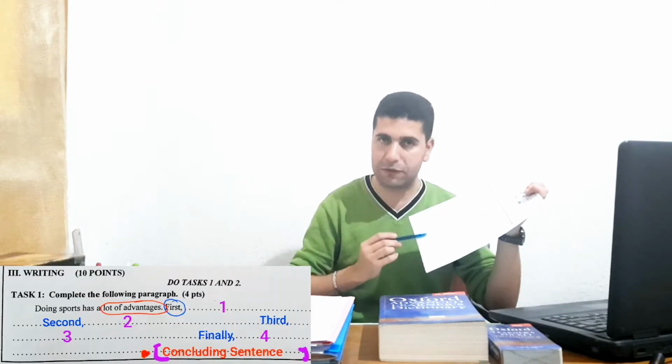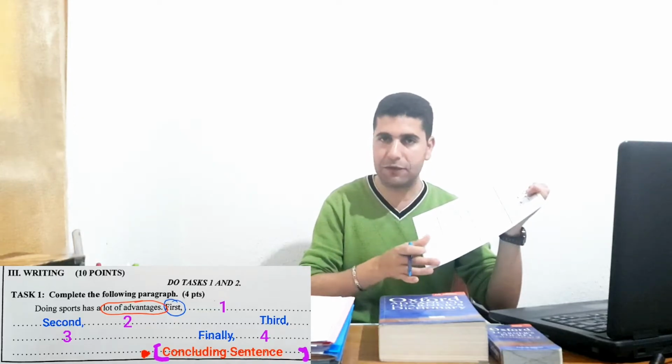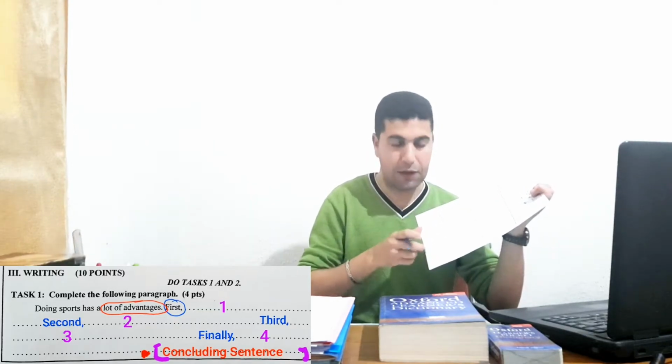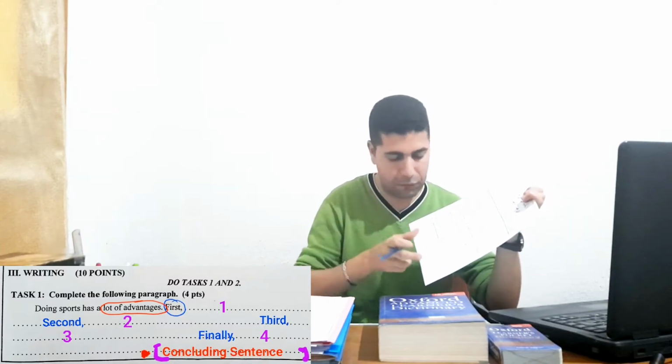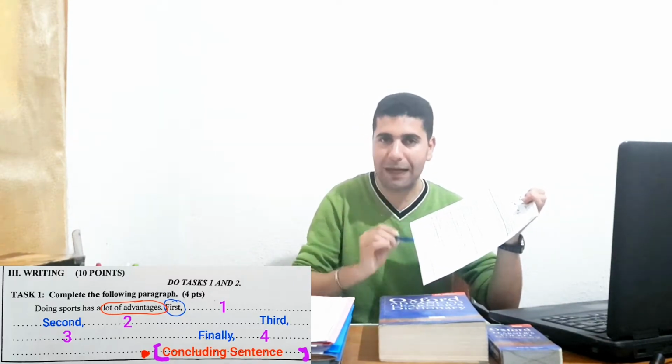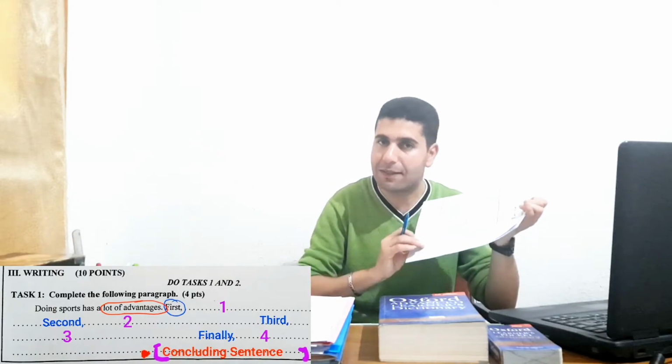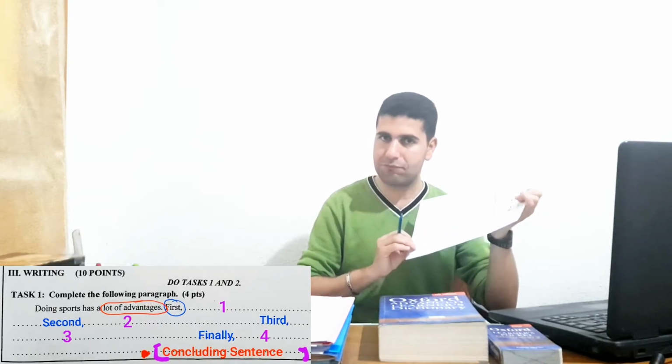If we go to this one, here we are talking about the advantages of sport, the advantages of playing sport. First advantage, second advantage, third advantage, fourth, you can talk about a fourth advantage, and finally. When you say finally, it means the last advantage. Have you finished the paragraph?